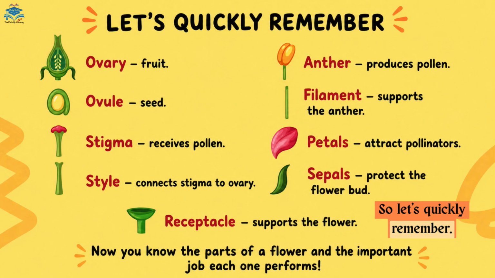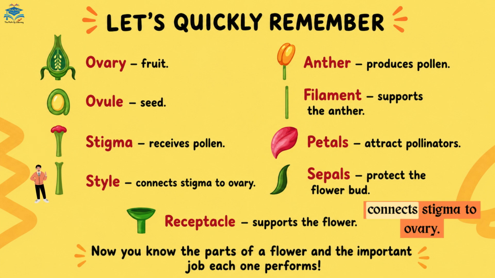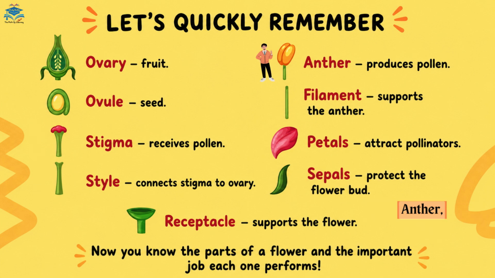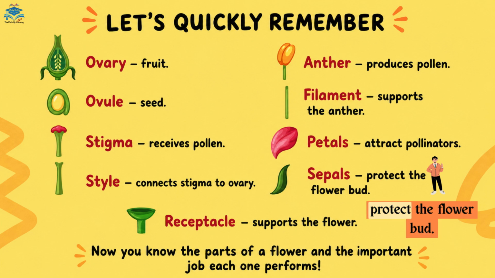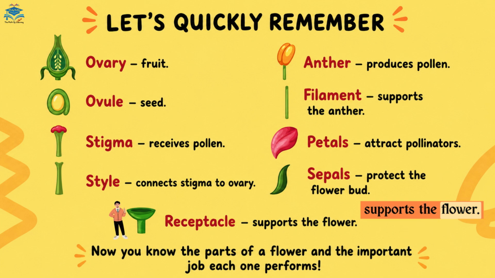So let's quickly remember. Ovary, fruit. Ovule, seed. Stigma, receives pollen. Style, connects stigma to ovary. Anther, produces pollen. Filament, supports the anther. Petals, attract pollinators. Sepals, protect the flower bud. And the receptacle, supports the flower.